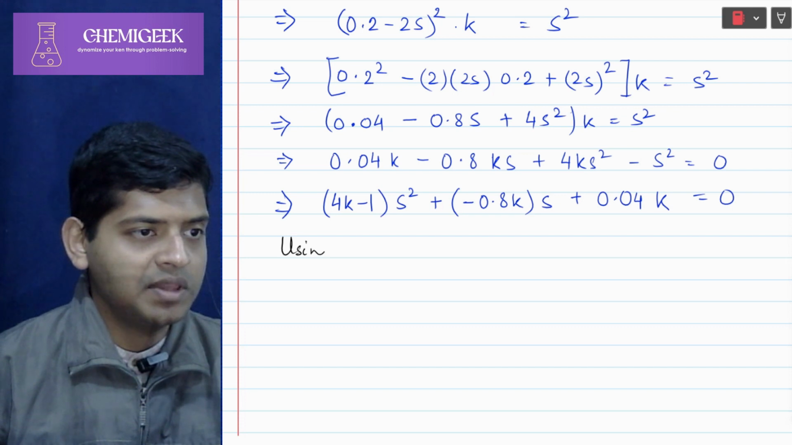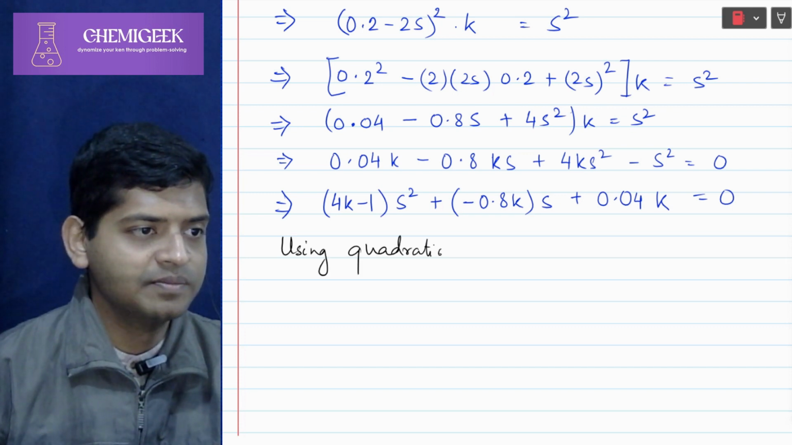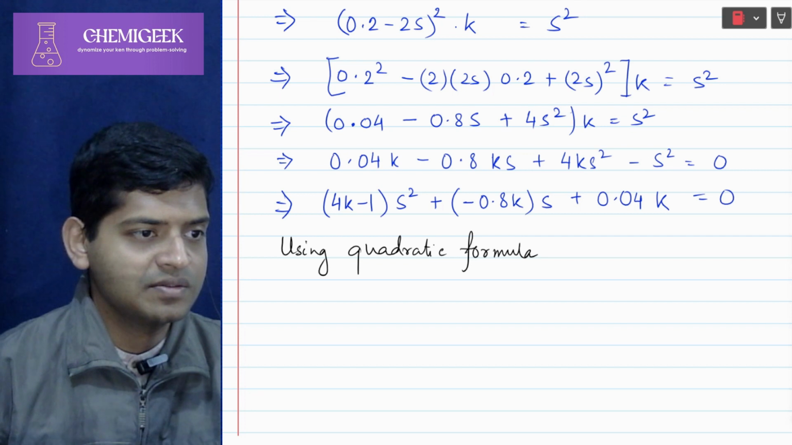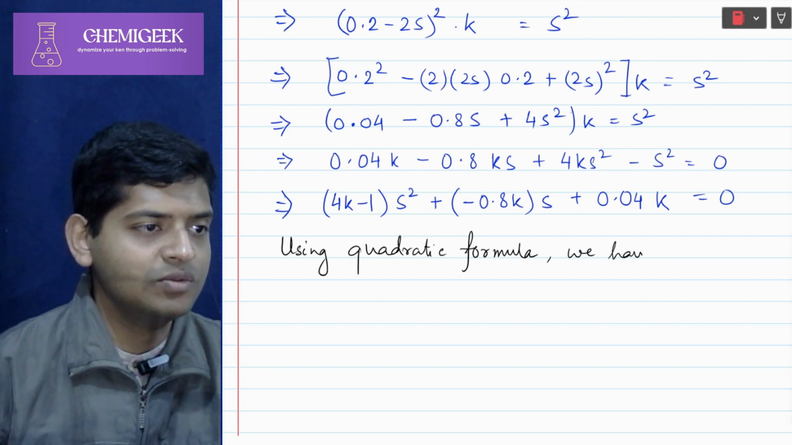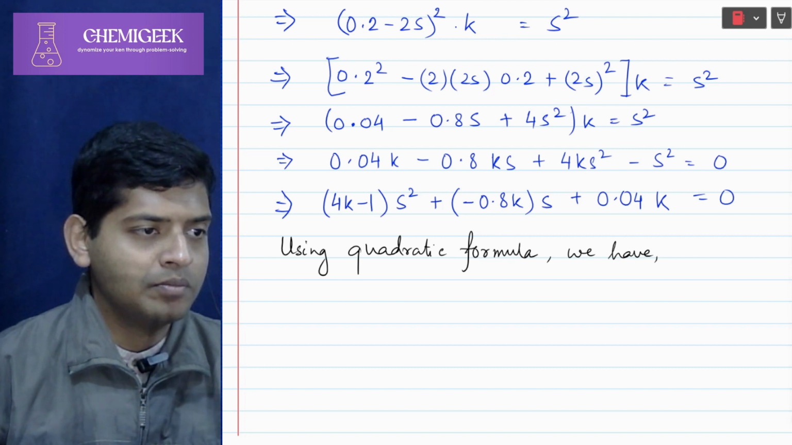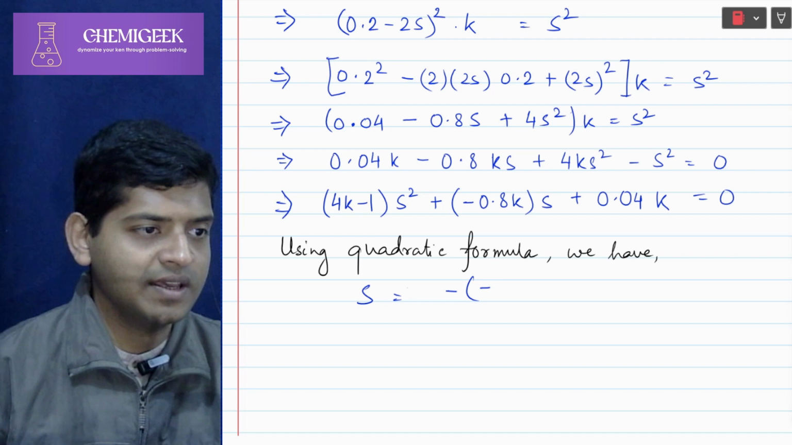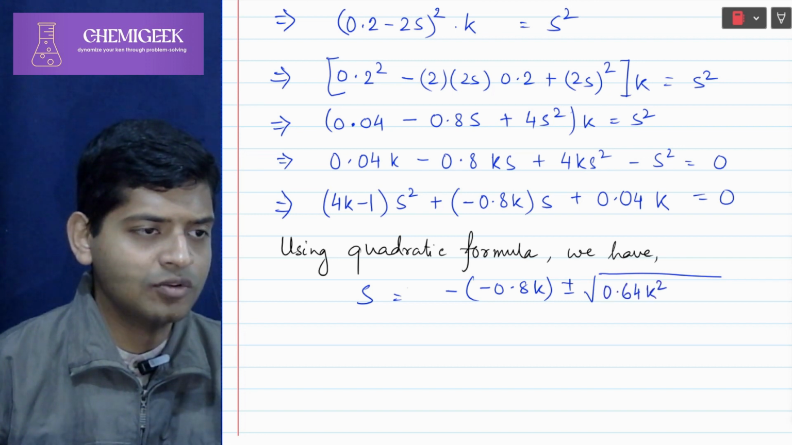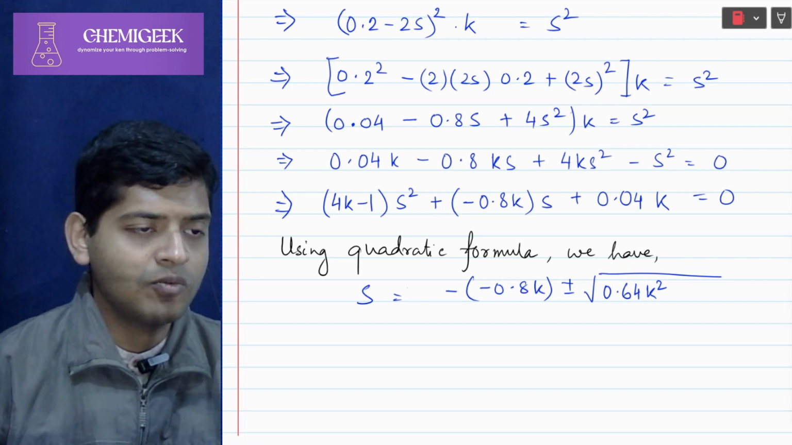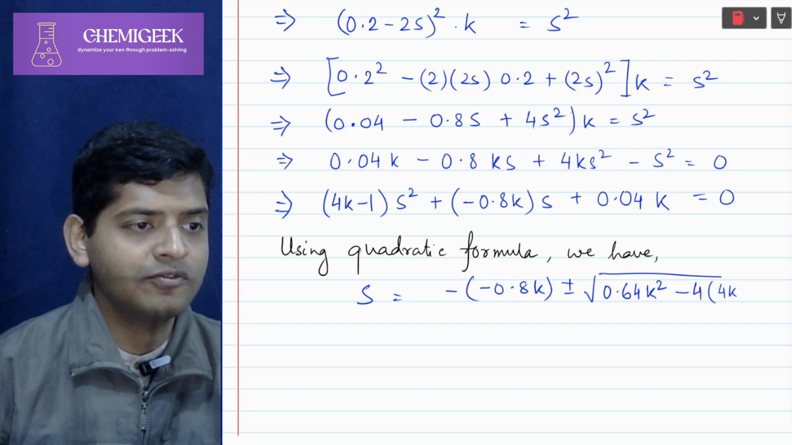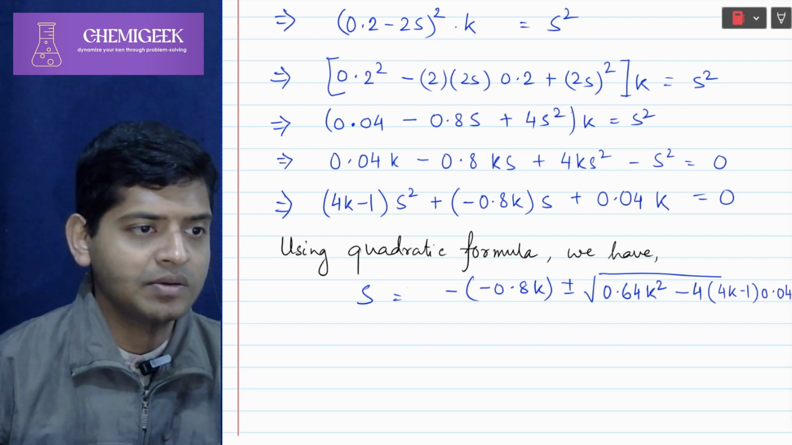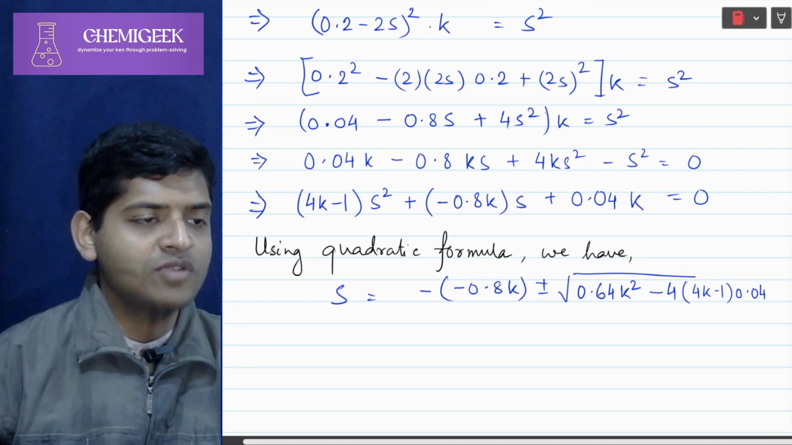Now we can see that this is turning out to be a quadratic equation where we can calculate S. Using the quadratic formula, we get S is equal to minus of minus 0.8K plus minus root over 0.64 K square minus 4 multiplied by (4K minus 1) multiplied by 0.04K.